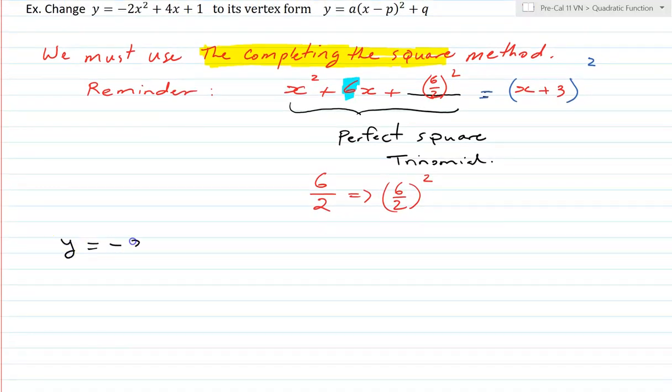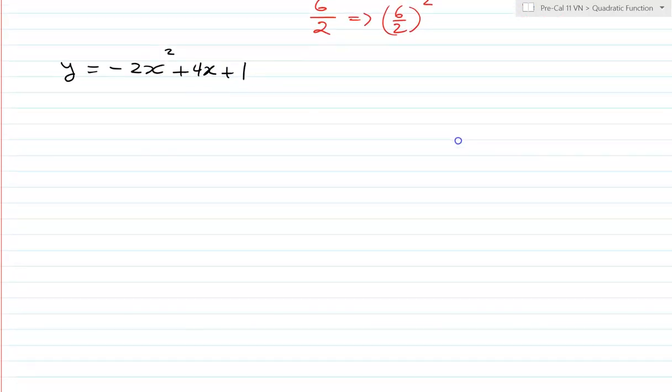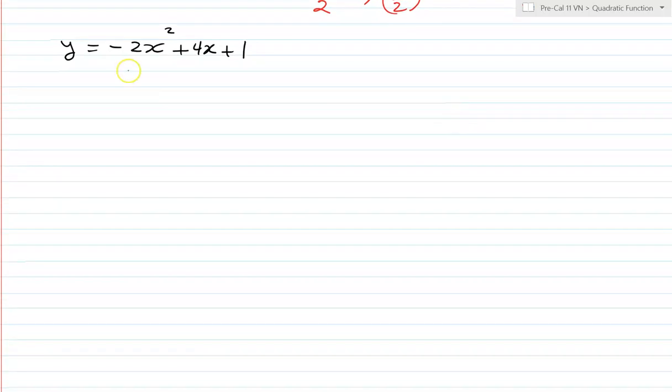y equals minus 2x squared plus 4x plus 1. All right, so the first thing we want to do, we want to isolate the first two terms. We're going to leave y alone. We're not going to touch that. We're also not going to touch the plus 1, the constant term. So we're going to separate minus 2x squared plus 4x.